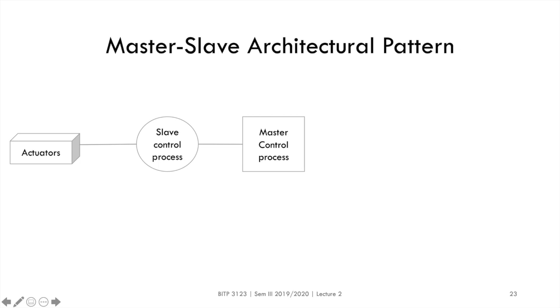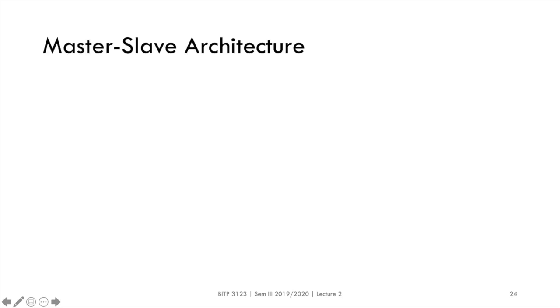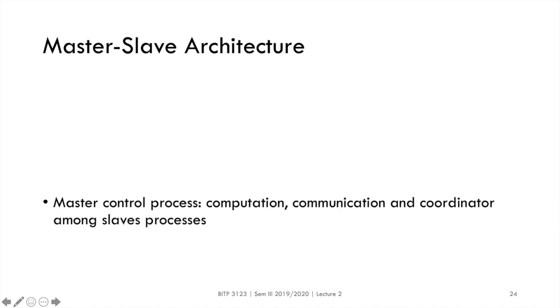Let's make this pattern fancier and add more slave control processes. So what is the role of the master process? The master control process handles computation and communication, meaning that it coordinates the interaction among slave processes. In master-slave architecture, we can have different kinds of actuators. The coordination among the actuators is handled by the master control process. Therefore, different actuators will be handled by different slave control processes.